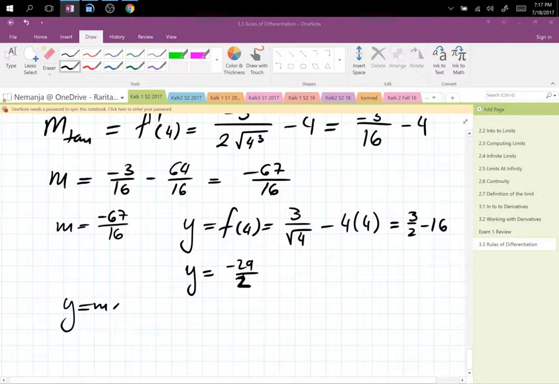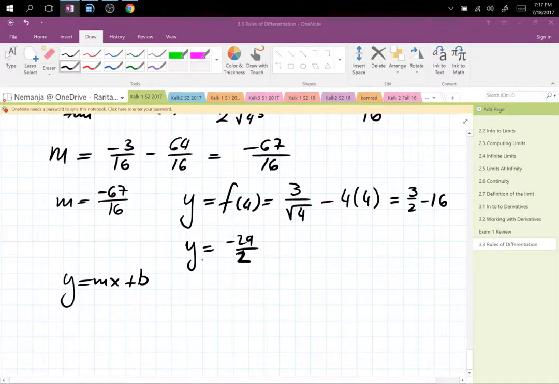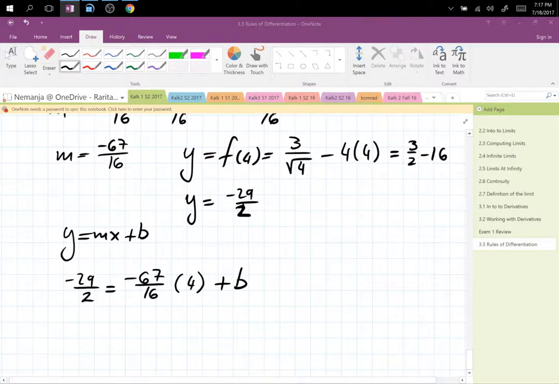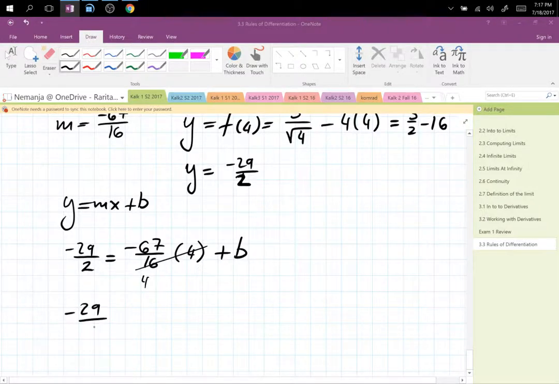Y equals mx plus b. This is notation for the original function, right? No prime. Y is equal to f of x. So y, negative 29 over 2, is equal to negative 67 over 16 times the x value plus b. These two cancel, we get a 4 there. So I have negative 29 over 2 plus 67 over 4 is b.